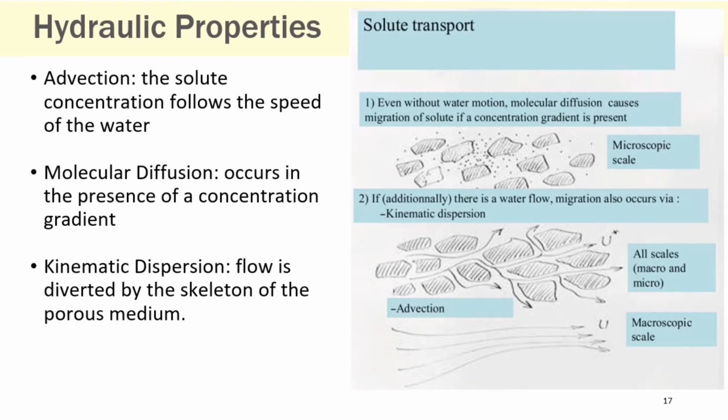Advection refers to the general flow of water with the solutes following right along. The advection flux can be calculated simply by multiplying the solute concentration by the velocity of the water flow. A little more on that when we talk about Darcy's law in the next slide.